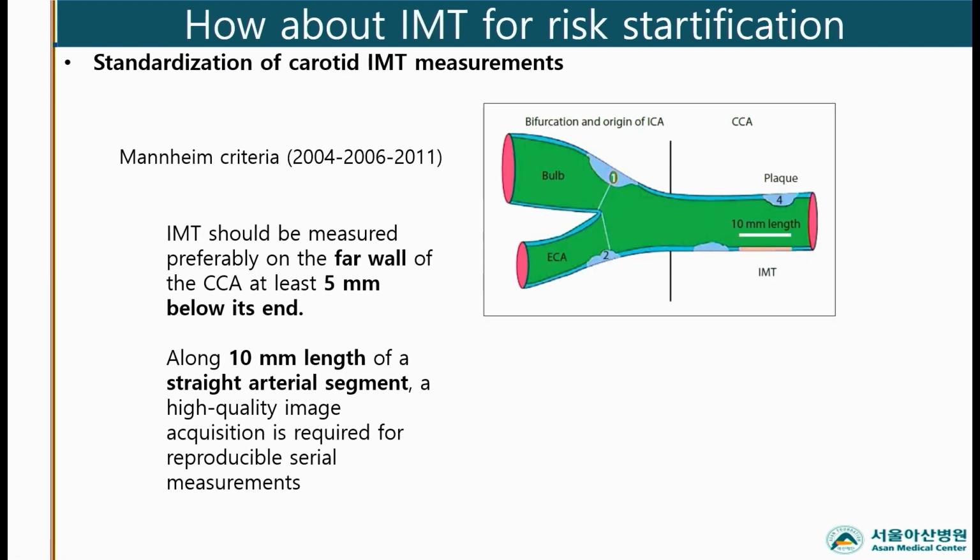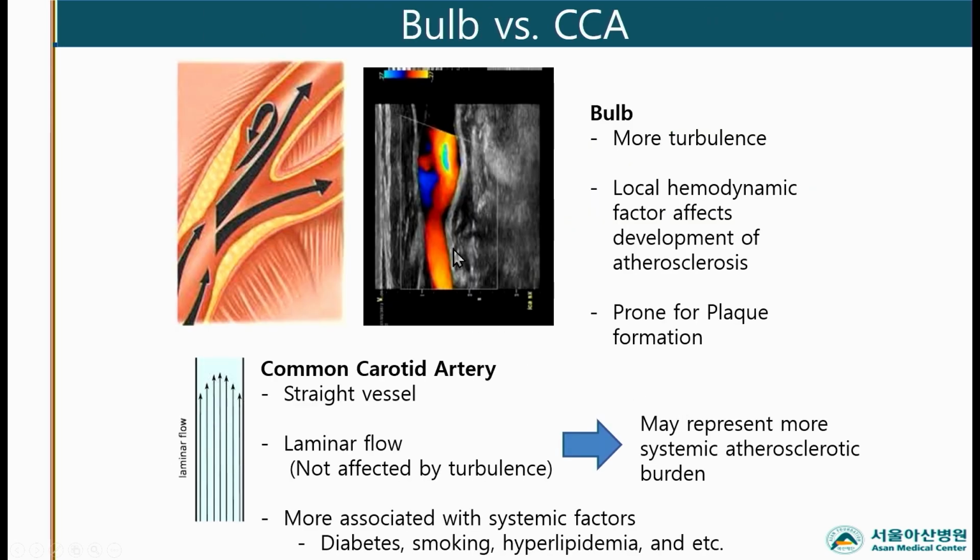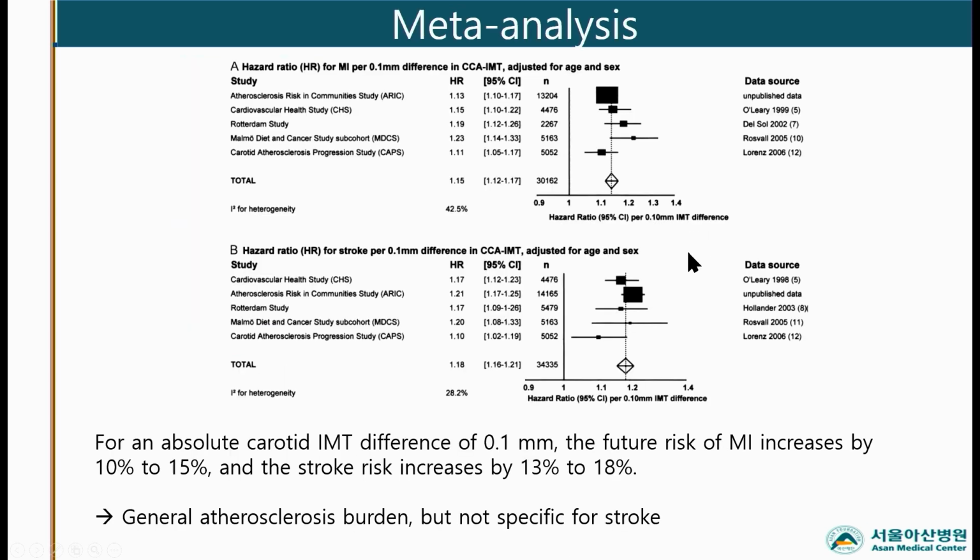We also use IMT, measured by a standard method. It is usually measured in the common carotid artery rather than the internal carotid artery because the common carotid artery has less tortuosity or less morphological change. So we can obtain more of the systemic factors related to atherosclerosis in the CCA. The ICA can be more influenced by local turbulence according to the morphology of the vessel.